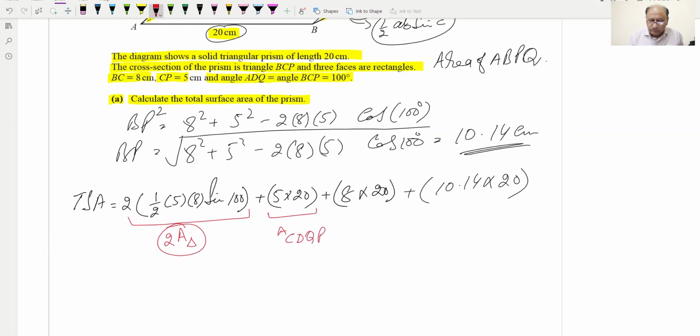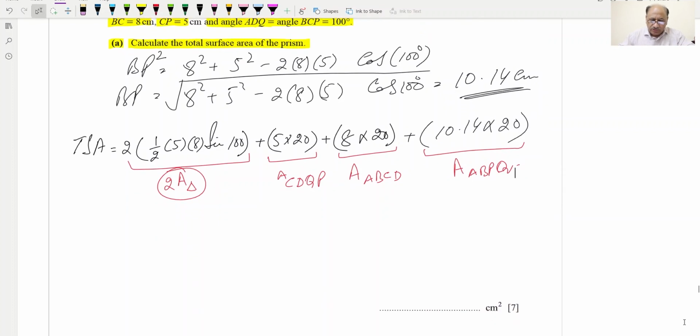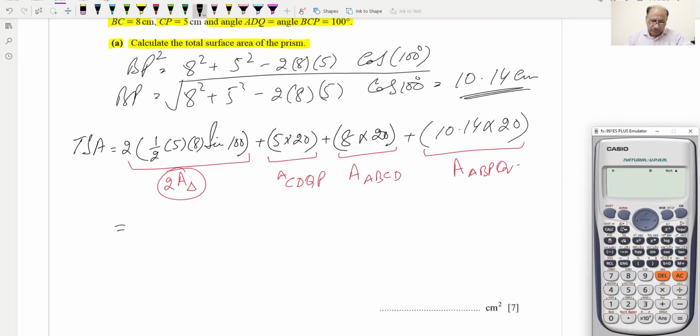CDQP, and this is the area of the rectangle, which is the area of ABCD, and this is the area of ABPQ. I have written this for your explanation so that you can understand better, because the rest is all just calculation and simplification. So the total surface area will be added.